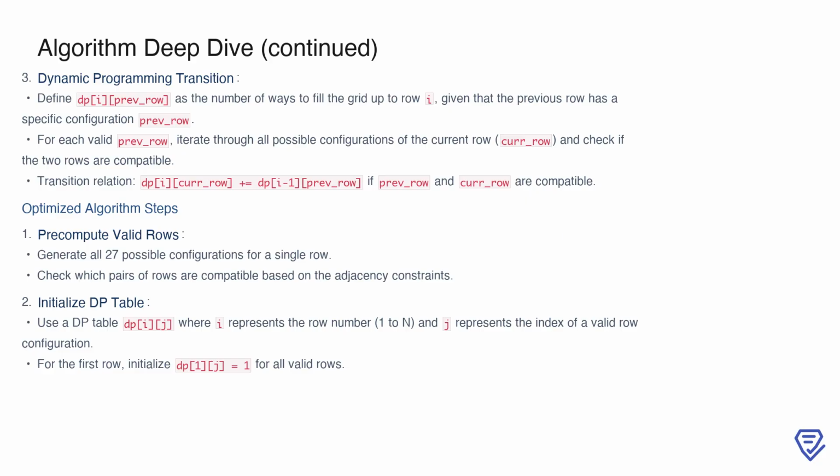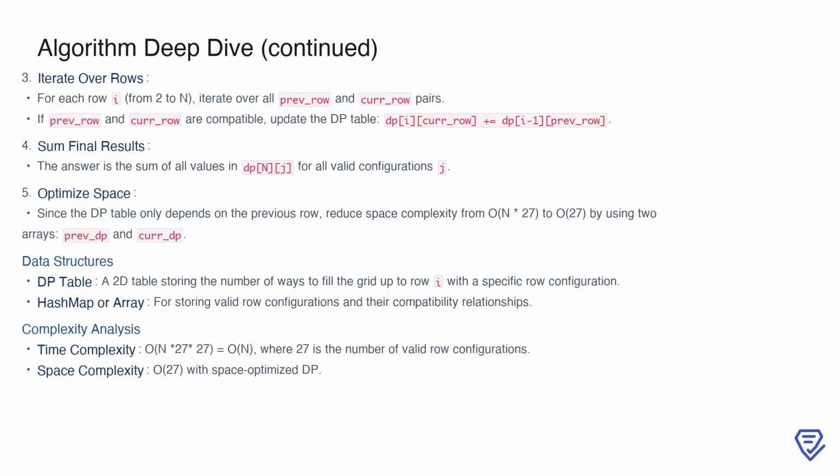Transition formulas are derived as follows. The next same_row is calculated as 3 times the current same_row plus 2 times the current diff_row, while the next diff_row is 2 times the current same_row plus 2 times the current diff_row. These transitions ensure that all adjacency constraints are respected. With the transition relations defined, the next step is to iterate through all rows from 2 to n. At each step, we calculate the same_row and diff_row values for the current row based on the values from the previous row. This iterative process continues until we reach the nth row.